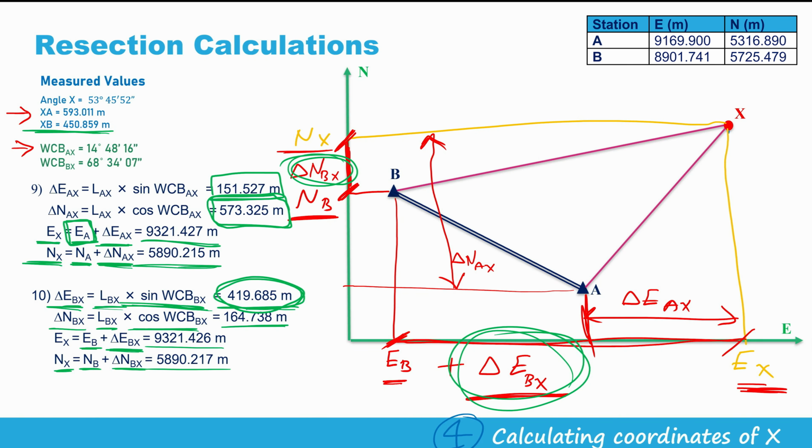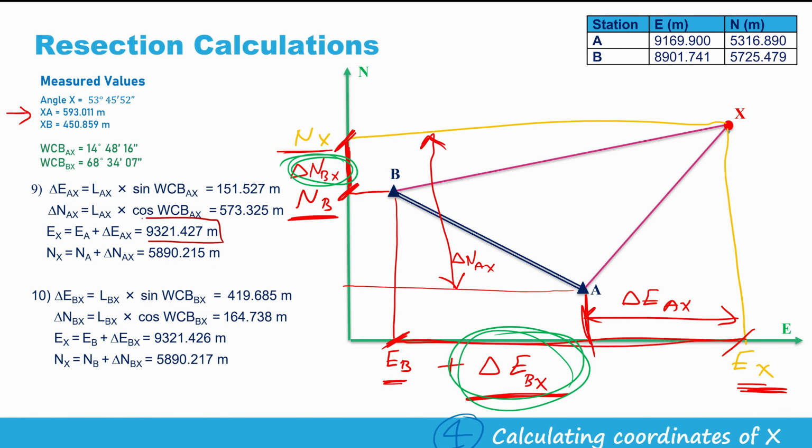And now you need to have a look at the results and then take the average. So if you look at the easting of X from station A and easting of X from station B, you will see these are very close numbers. The difference between them is just 1 millimeter. Here we have 9,321.427. Here we have 9,321.426. So the difference between them is 1 millimeter. So we need to take the average and round to a millimeter accuracy.